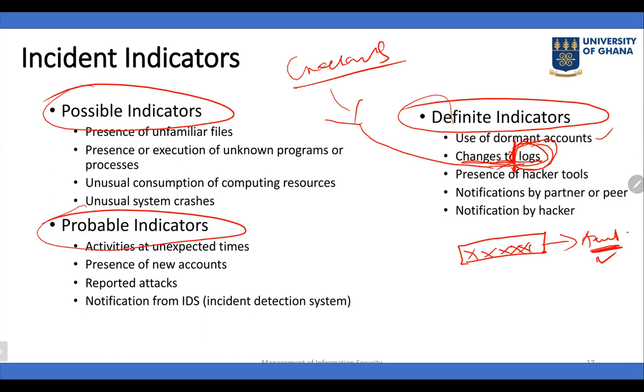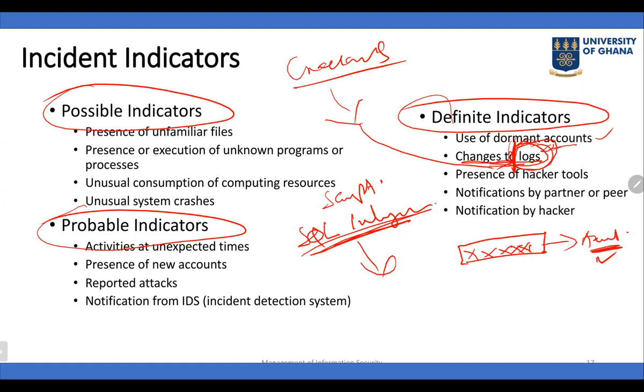For instance, SQL injection. SQL injection is something that can easily be detected once there's a system administrator monitoring the system all the time. Because of course you use SQL injection to go in, but it depends on the script. Some of the scripts are in such a way that they will blur the log. Otherwise, the log will record that there has been some sort of intrusion into the system.